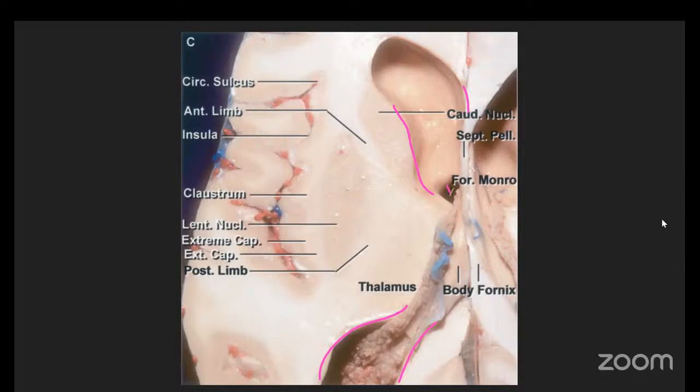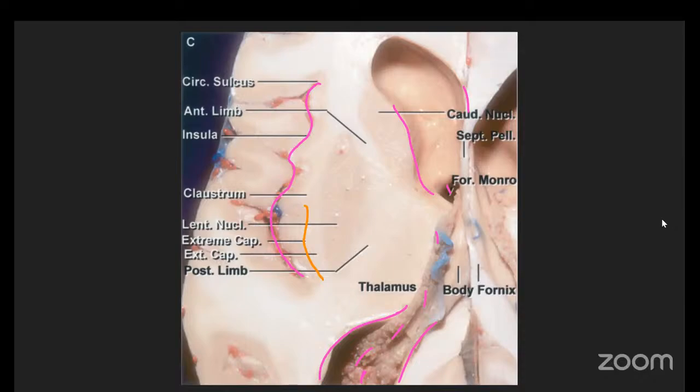You can see the foramen of Monro, which is going down. We have the choroid plexus here and the circular sulcus, which is closed completely. Let me change the colors because the image is not as clear. You can see the extreme capsule here. It's not as visible, that is why I'm marking it.